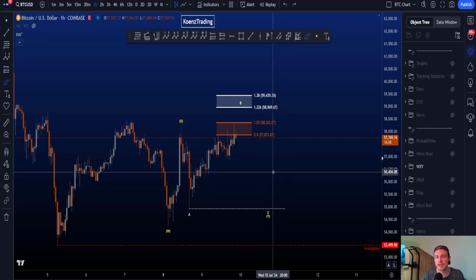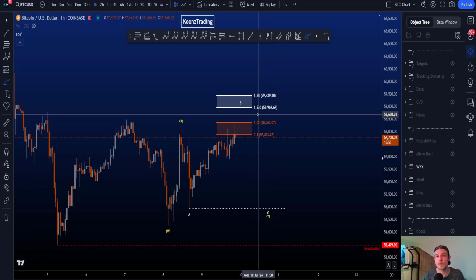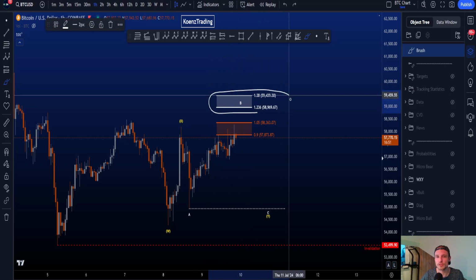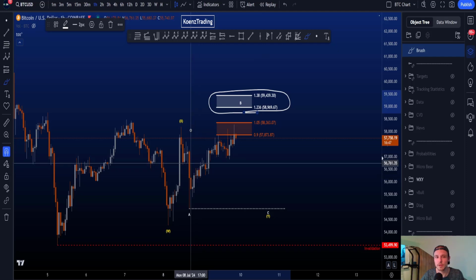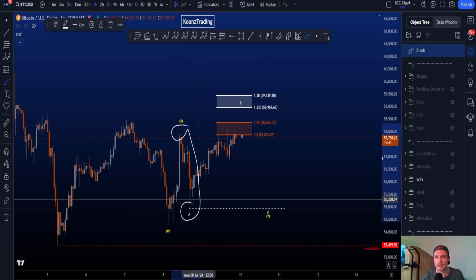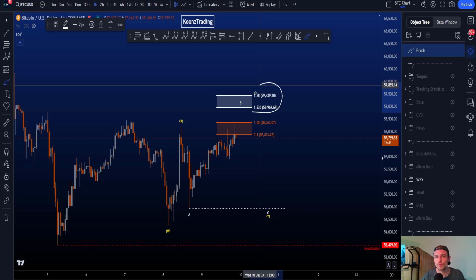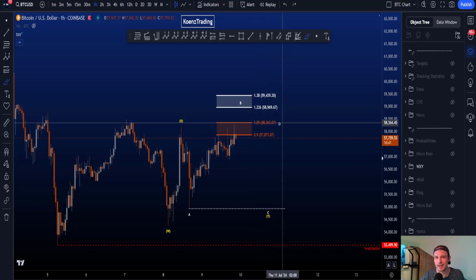Preferably I only start talking about triangles when a wave D is in, so it's just not yet relevant. Now in a flat scenario though, your most common flat is an expanding flat where your wave B most common target area is between the 1.236 and the 1.38 Fibonacci taken from the start to the end of A, giving you a target between 59.4 and 58.9k.